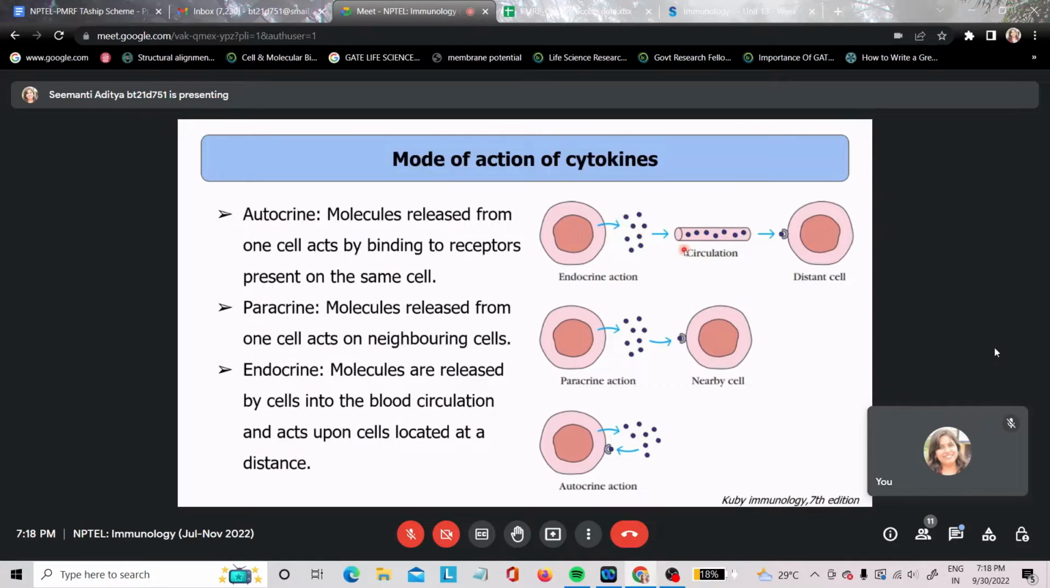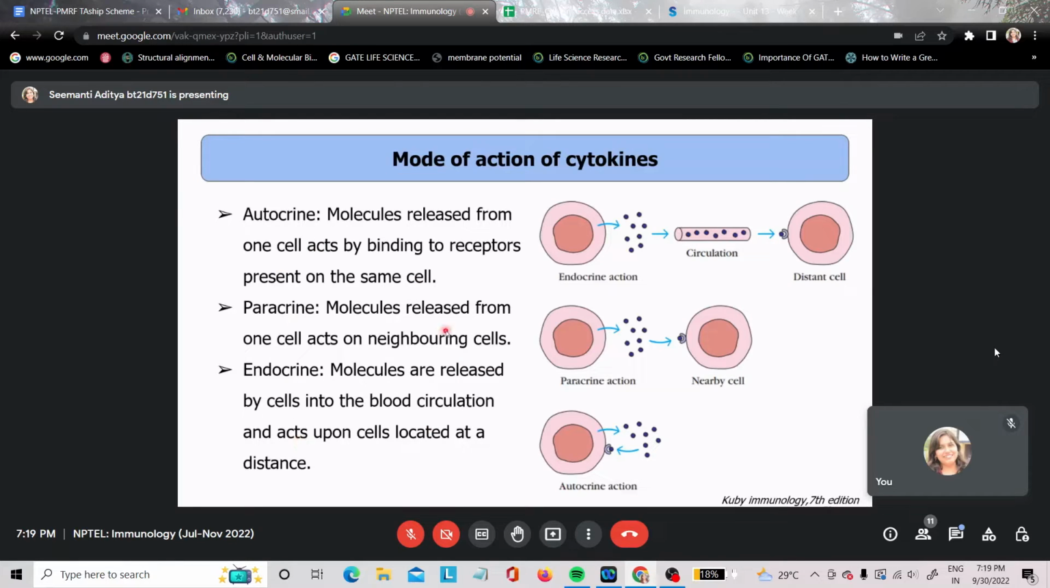And from the circulation, because our blood can reach different parts of your body and different organs, the cytokine molecules can act on a distant cell which is very far away from the cell which actually produced the cytokines. So endocrine modes of action act upon cells which are located at a distance. So these are distant cells. Cytokine molecules are released into the circulation, and they act upon the cytokine receptors present on the cell surface of distant cells. So these are the three different modes of action of cytokines: autocrine, paracrine, and endocrine.